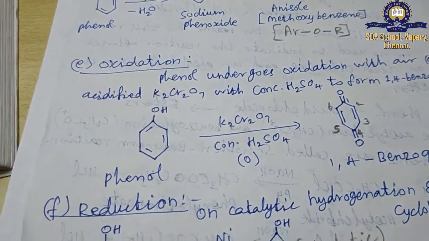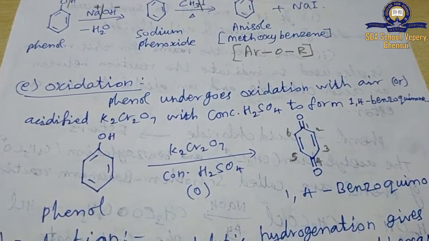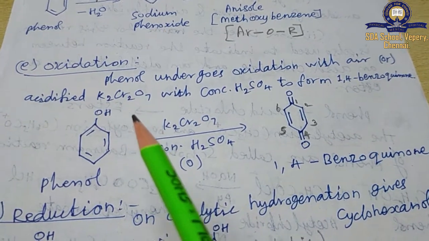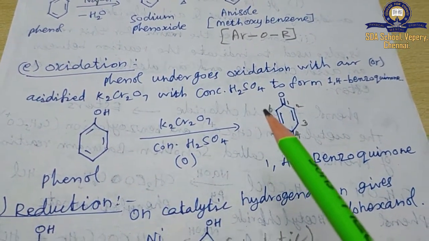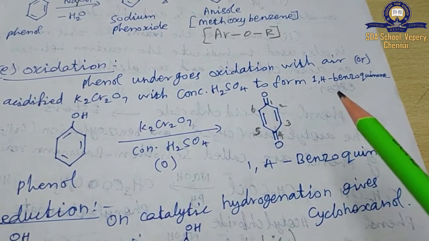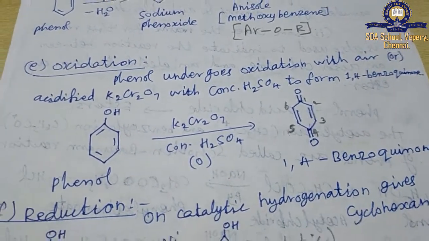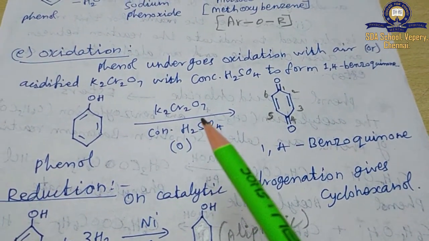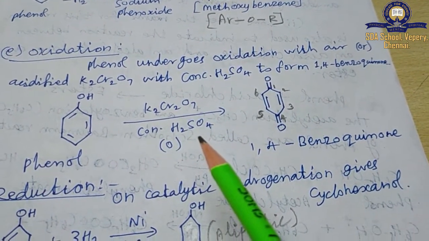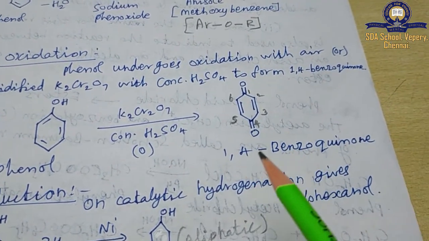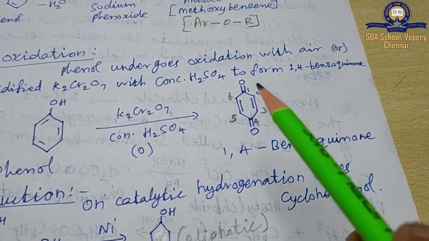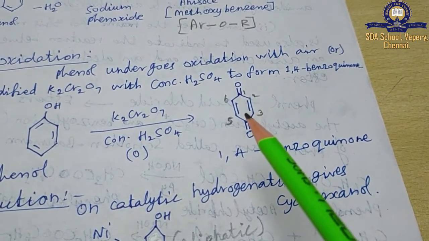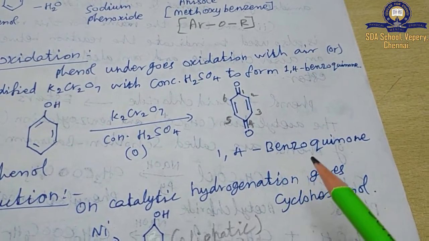Then the next one, oxidation. Phenol undergoes oxidation with air or acidified potassium dichromate, K2Cr2O7, with concentrated sulfuric acid to form 1,4-benzoquinone. Here phenol undergoes oxidation with potassium dichromate in the acid medium of concentrated sulfuric acid and gives 1,4-benzoquinone. At the first position and fourth position, there is an oxygen present with a double bond on the benzene ring. So 1,4-benzoquinone.